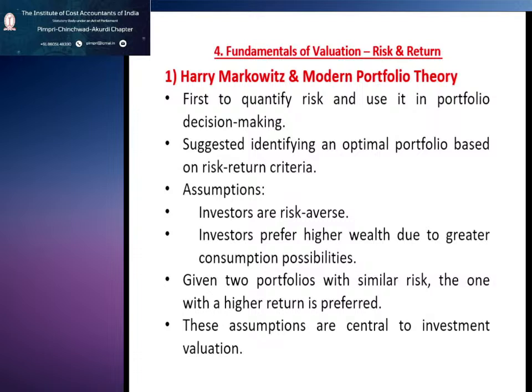Now when we say portfolio decision making, typically it's about the investment portfolio that an investor has to think about, and while deciding a particular portfolio, one has to keep in mind the risk and the returns, or the risk or the rewards which are being thought of and probably possible in a particular investment decision. So for the first time he quantified the risk and used it in the portfolio decision making. So to counter the risk and to achieve the return objectives, how the portfolio of investment should be diversified, etc., that was possible thereafter only when he started quantifying the risk. So he suggested identifying an optimal portfolio based on the risk return criteria.